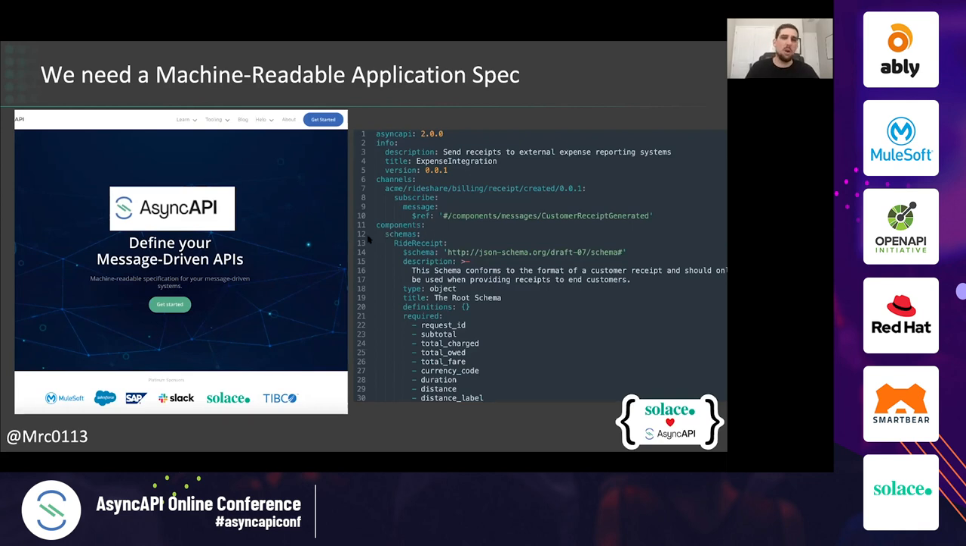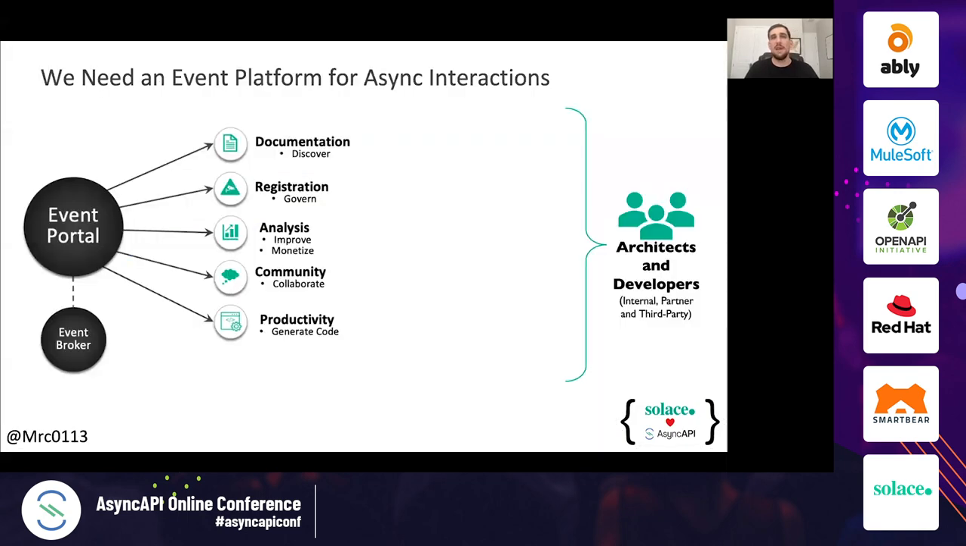But you need more than just a specification and code generators. Like we have the API management platform for the RESTful world, we need an event platform for asynchronous interactions to answer the same types of questions. So we need an event portal to document, register, analyze, collaborate, and have better productivity. We have AsyncAPI, both the specification and the code generation that I just talked about, to help with this. But the platform itself has not been available until now.